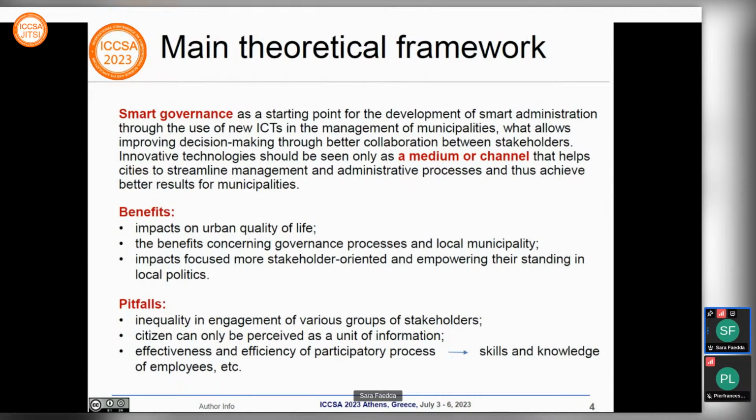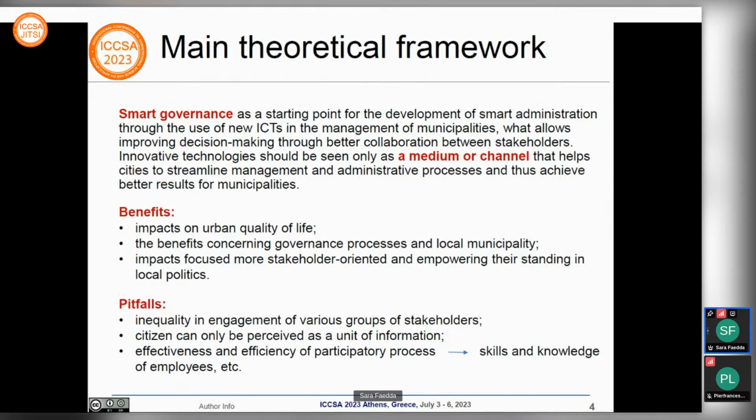When we did the literature review, we identified a few papers that deal with the definition of benefits and pitfalls of smart governance at the national level, at the regional level, at the local level. So in this slide, you can see that the benefits can be associated with urban quality of life, with stakeholders' participation, with improving the governance processes. The pitfalls were usually associated with some kind of exclusion of stakeholder groups from decision making because, for example, they are not able to use the new information technologies.